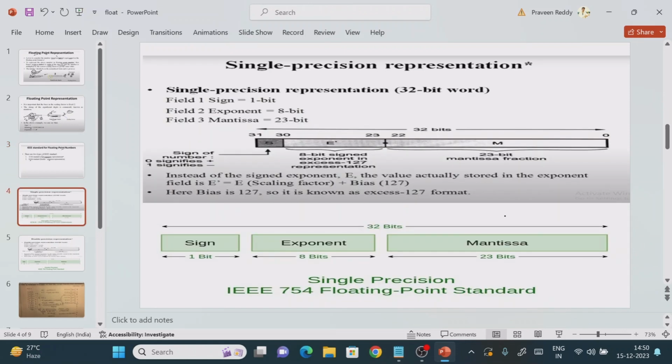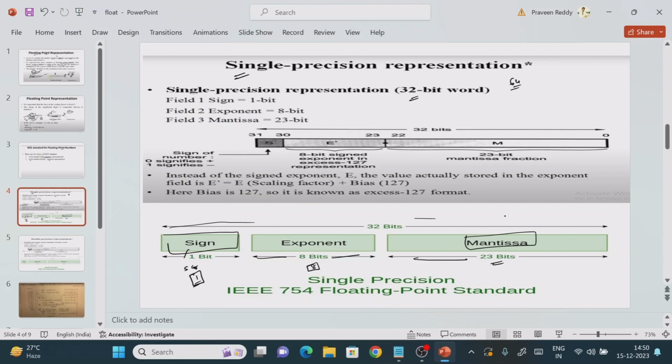Before that, we need to see how many bits there are in single precision, which is the 32 bit word, and in double precision, which is 64 bit. This is the total length of the 32 bits. The MSB bit we call the sign bit, so 1 bit is assigned for the sign. For the exponent we assign 8 bits. The remaining bits we call the Mantissa bits.